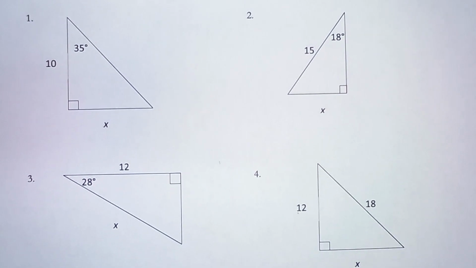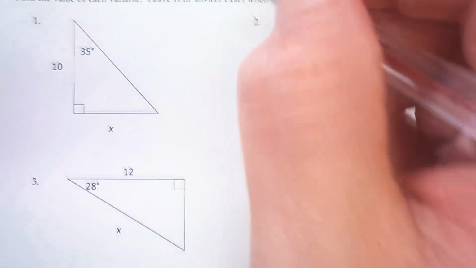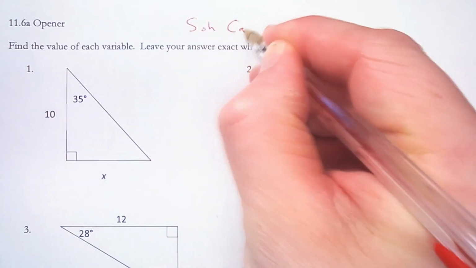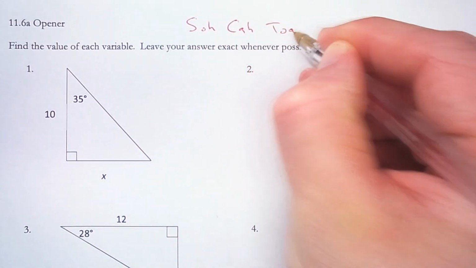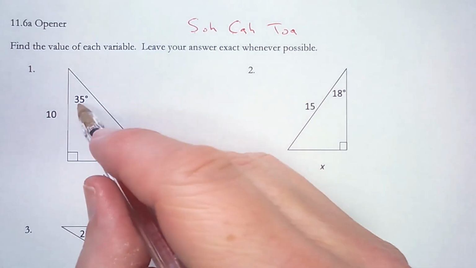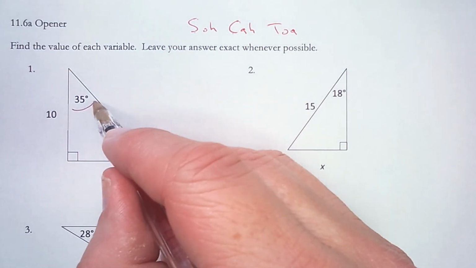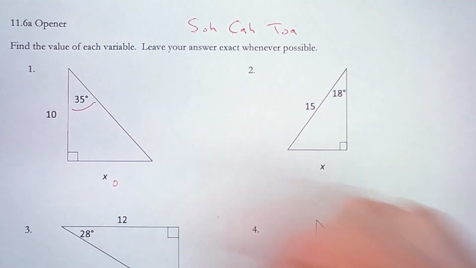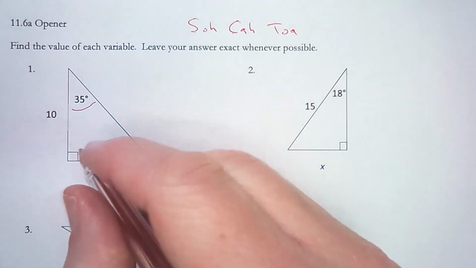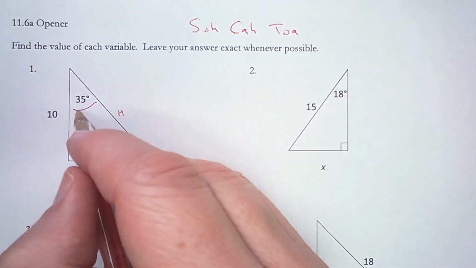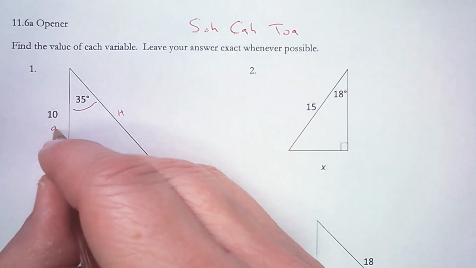So starting with number 1, I'm going to first write the word here at the top, SOHCAHTOA, to help me decide between sine, cosine, and tangent. Now on this triangle right here, here's the angle I know. Across from that is the opposite side. Across from the right angle is the hypotenuse, and the remaining side must be the adjacent leg.